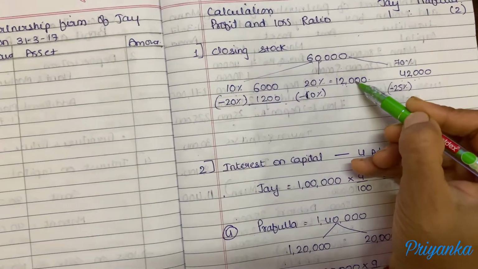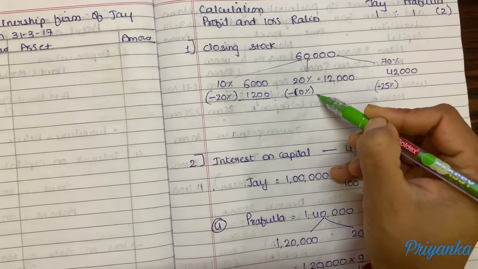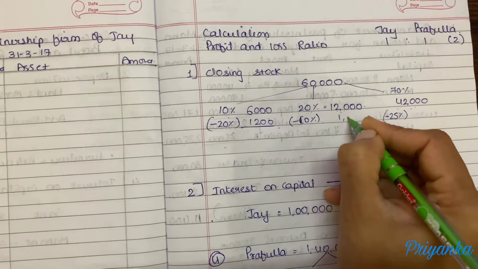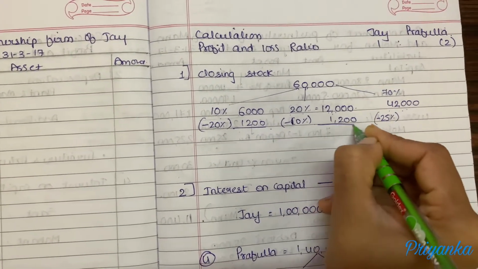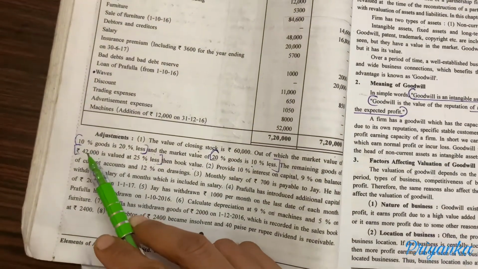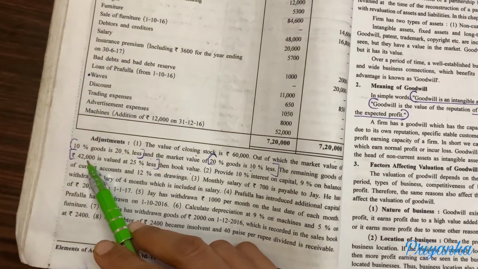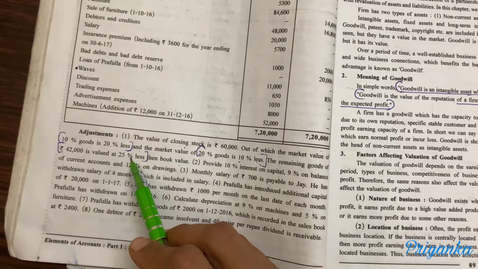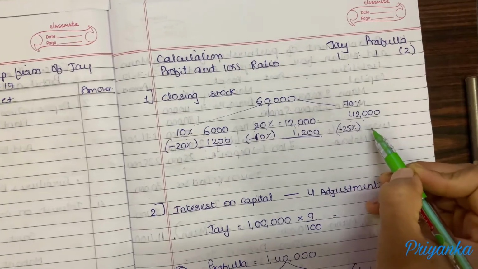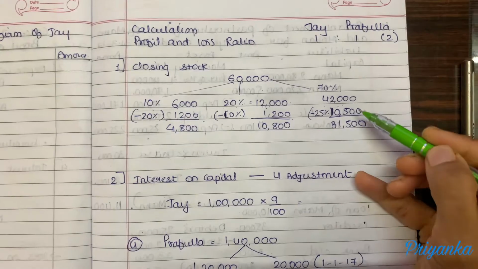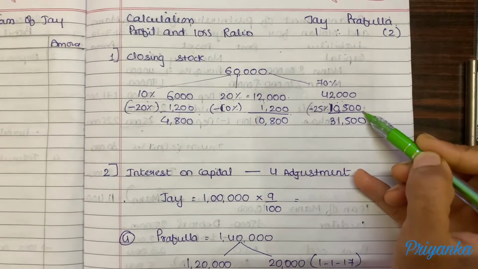60,000's 20% is 12,000. And the second is 20% goods is 10% less. Remove 10% of this 20%. If we remove 10% of 12,000, it would again be 1,200. Next, out of 42,000, it is valued 25% less. So now we'll remove 25% of 42,000. Here I remove 25%. It is 10,500.